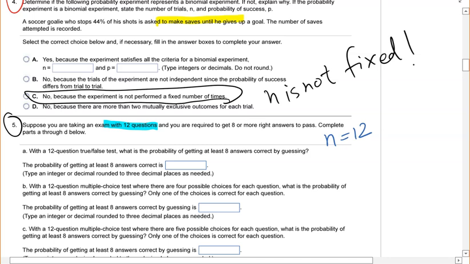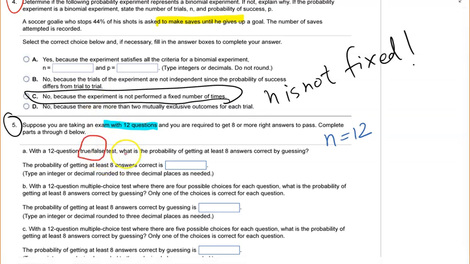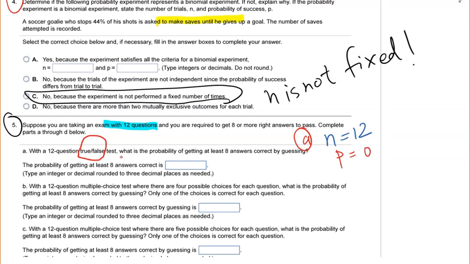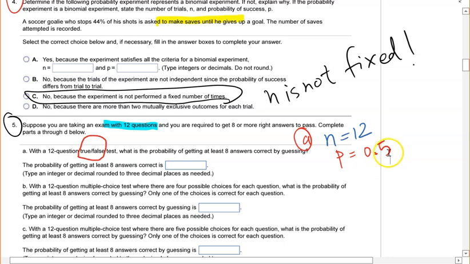With 12 true or false questions, what is the probability of getting at least 8 answers correct by guessing? Okay, here you go. In part A, P is the probability of success. Here it's a true or false test, therefore only 2 options, and the probability that you guess correctly is 0.5. That's the P, the probability of success, 0.5.